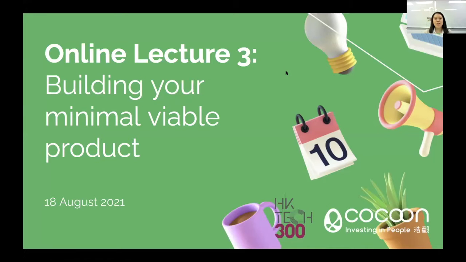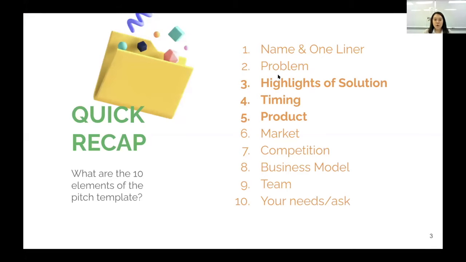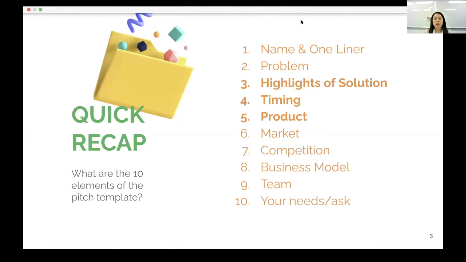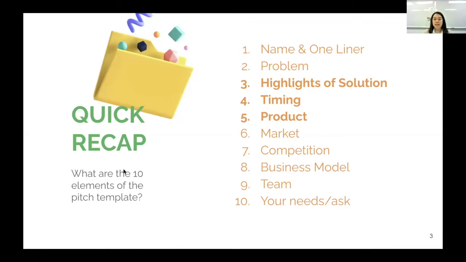So today we are talking about building your minimum viable product. Quick recap. For our Cocoon pitch template, actually there are 10 elements. Today we are going to cover 3, 4, 5: highlights of solutions, timing, and products.